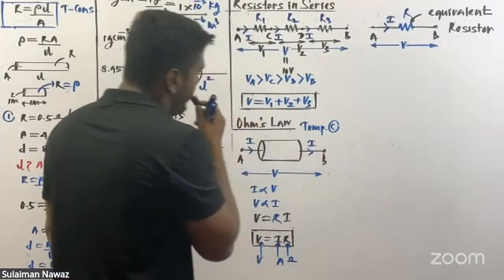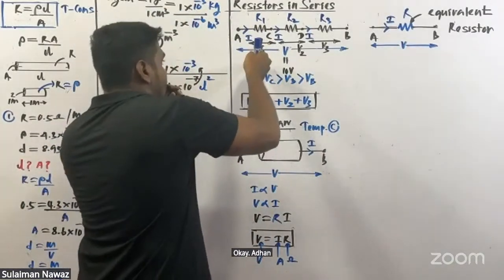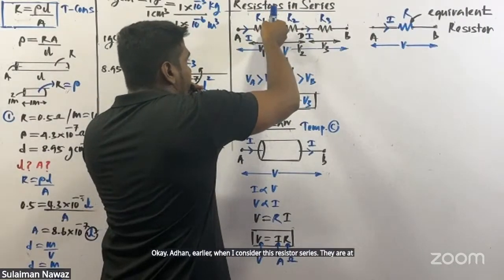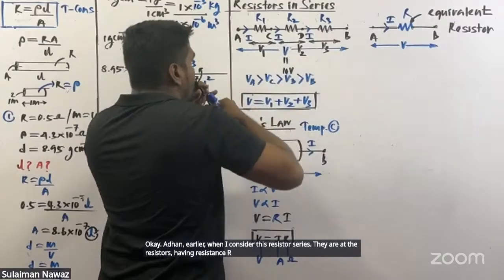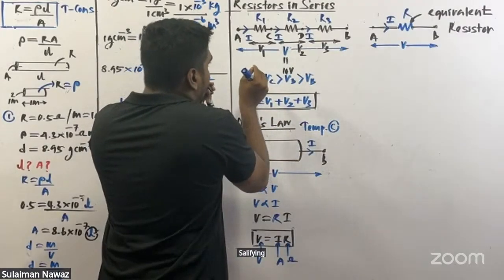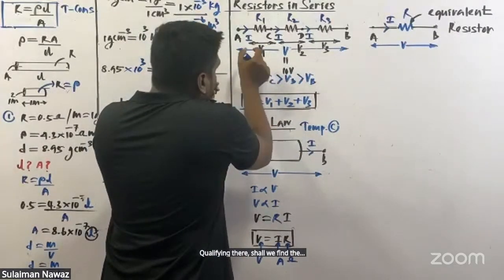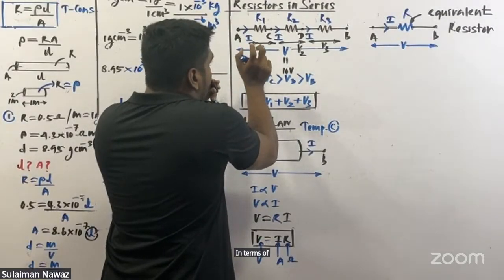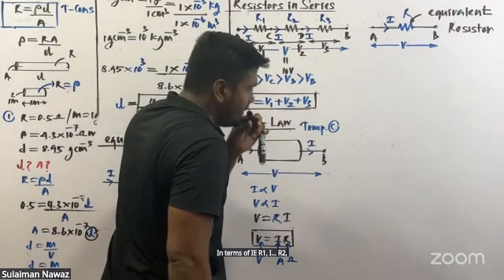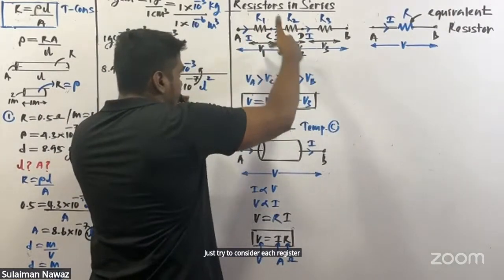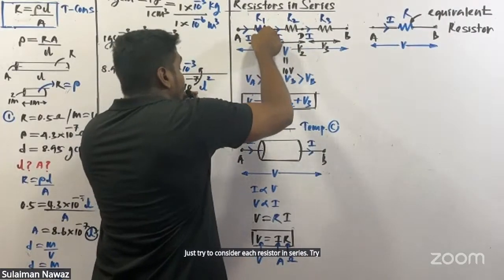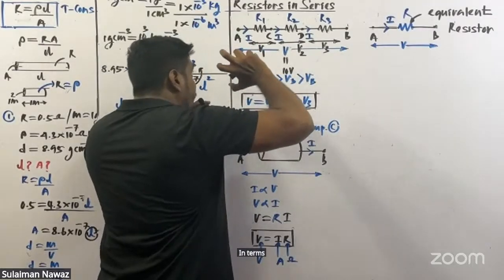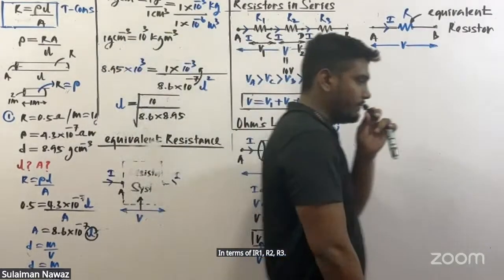Okay. Then earlier, when I consider this resistor series, there are three resistors having resistance R1, R2, R3. Shall we find the voltage difference across each resistor in terms of I, R1, R2, R3? Just try to consider each resistor in series. Try to find the voltage difference across each resistor V1, V2, V3 in terms of I, R1, R2, R3. Find the answer.